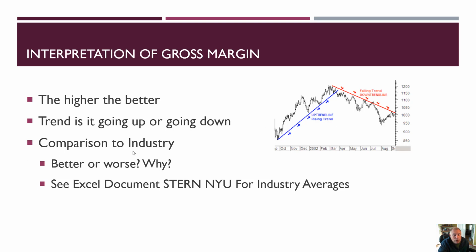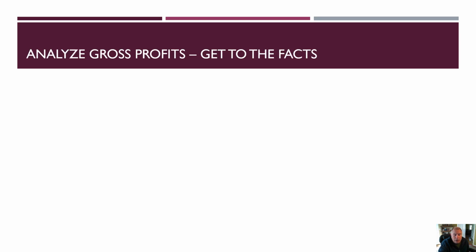If we look here, uptrend, rising trend, falling trend, downward. Trends are important. We need to compare to industry. Is it better or worse? Why? Now, I've also provided some industry averages to you in the Excel document, noted Stern NYU for industry averages. Please take a look at that. When we analyze gross profits, from an analytical perspective, the goal is to get to the facts, and we're trying to draw conclusions from this.